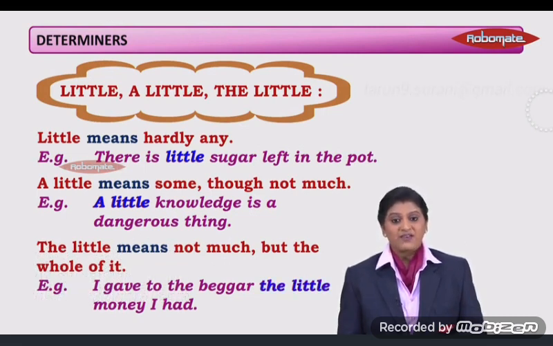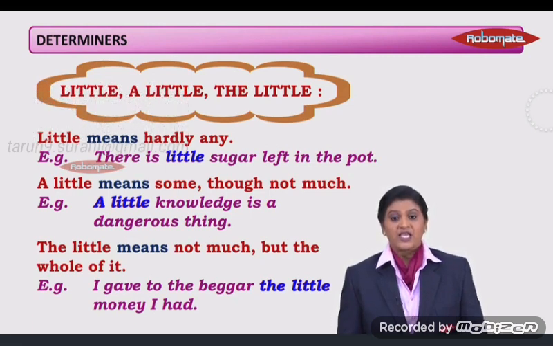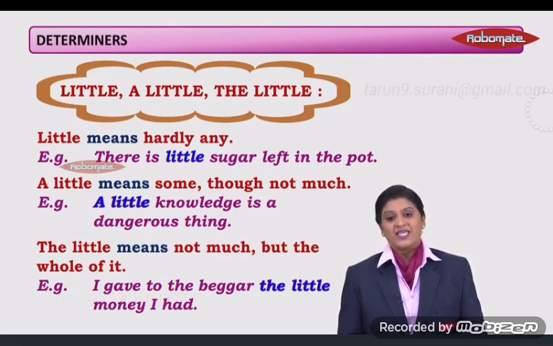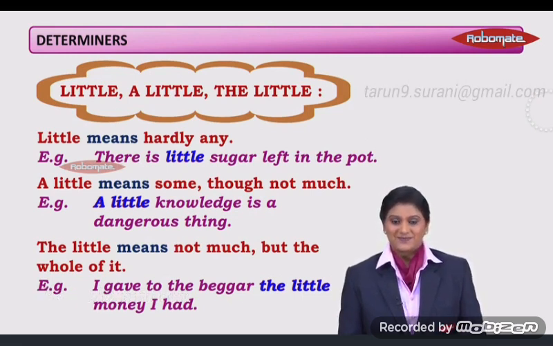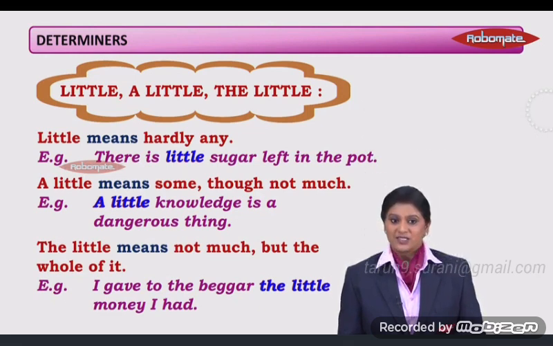But in this case, we have the little, right? And the little is interpreted as not much. That means I did not have a lot of money. I did not have much money with me. But when I gave it away, I gave away the whole of it or all of it. That means whatever money I was carrying, I gave it away to the beggar. With this, we are done with the most important determiners.